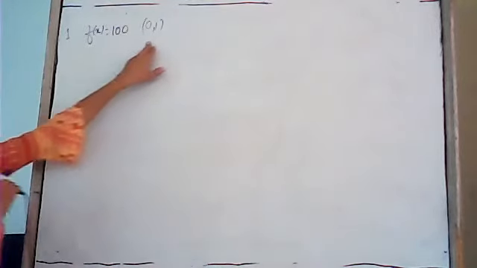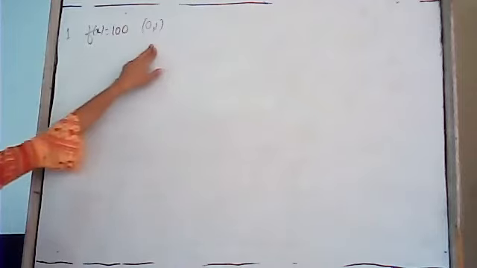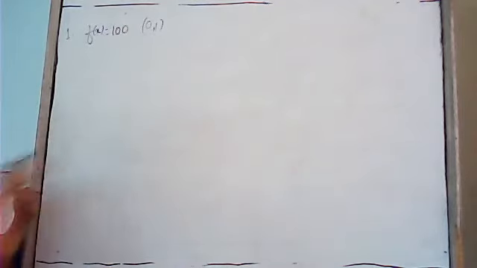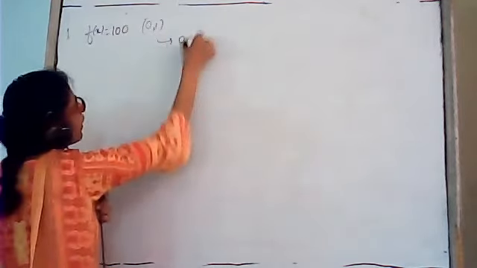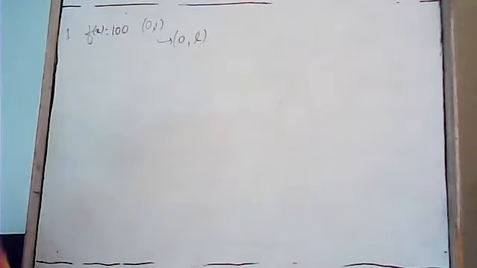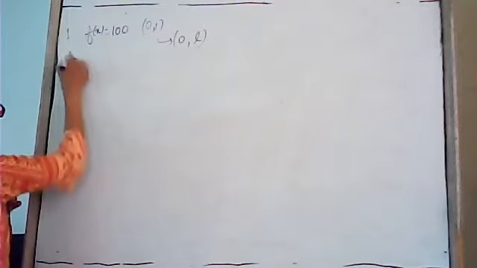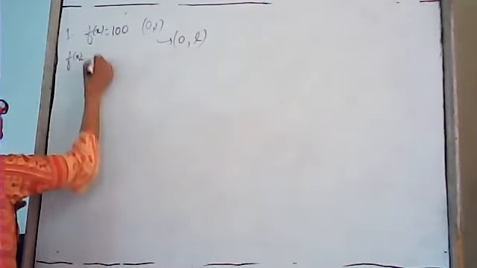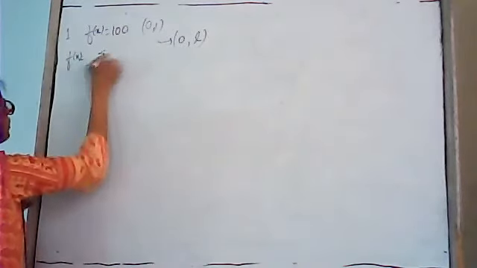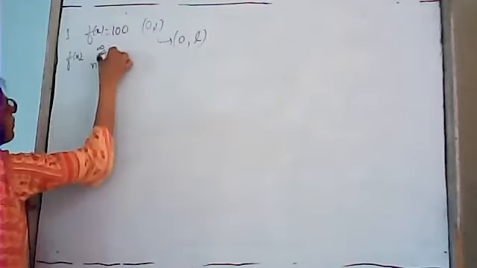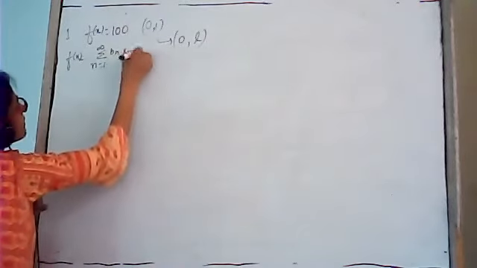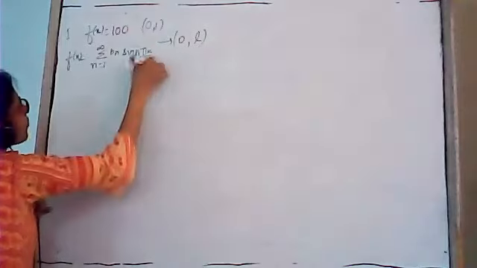Now see, the interval is constant, that is from 0 to 1. It means this is of the form 0 to L. Right? We have to find the Fourier half range sine series. So the Fourier half range sine series is given by f(x) is equal to summation n varies from 1 to infinity b_n sine of n pi x upon L.